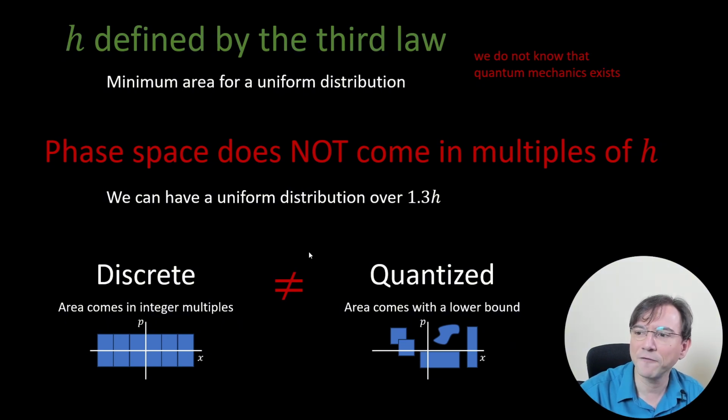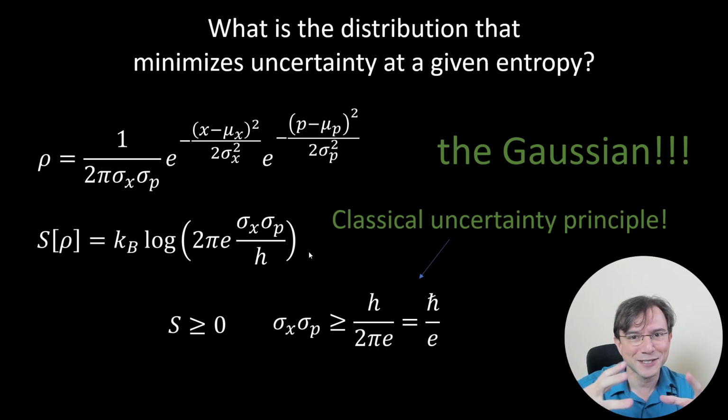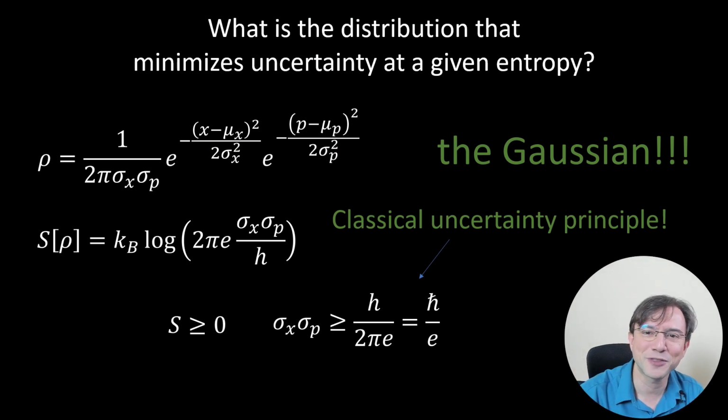Okay, so now we have some kind of scale that sets essentially the scale for the precision that we can have in phase space. And now we're asking, what is the distribution that minimizes the uncertainty at a given entropy? So far we said that we have a uniform distribution over an area of h, but we haven't said whether those are actually the ones that minimize the uncertainty between position and momentum. It turns out that they are not. The distribution that minimizes the uncertainty at a given entropy, so we fix entropy at 0, we look for the distribution that minimizes the uncertainty, well, that distribution is the Gaussian.